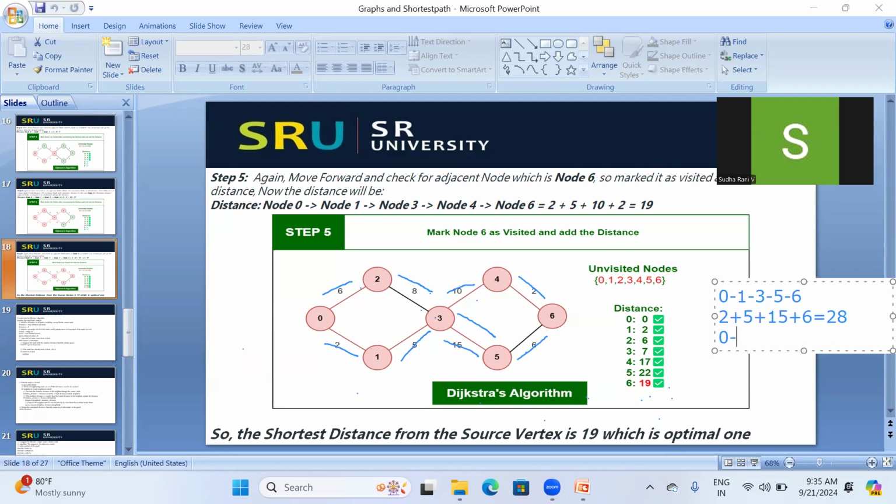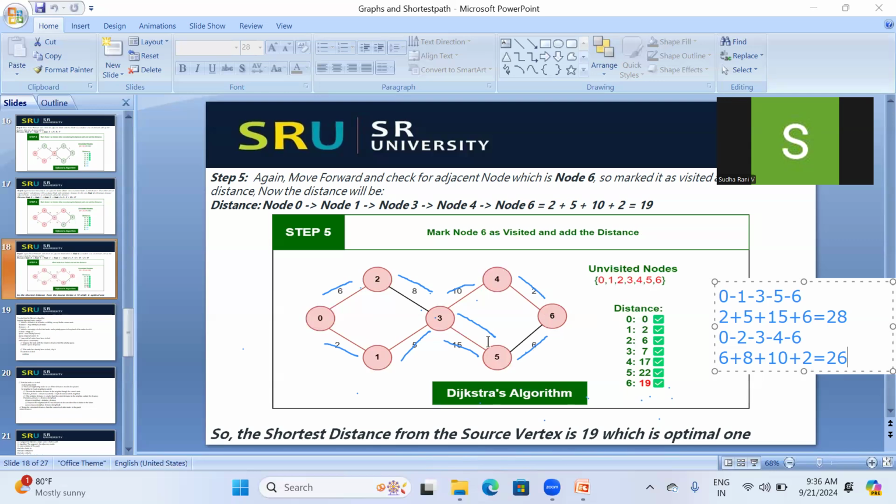Path number 2: 0 to 2, 2 to 3, 3 to 4, 4 to 6. The values: 6 plus 8, 8 plus 10, 10 plus 2. Okay, so the total is 26. So these are the general paths, whatever we traverse up to now.